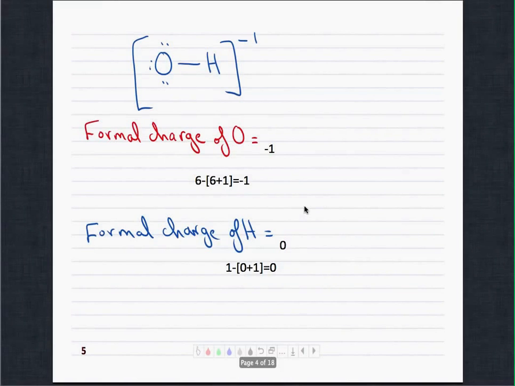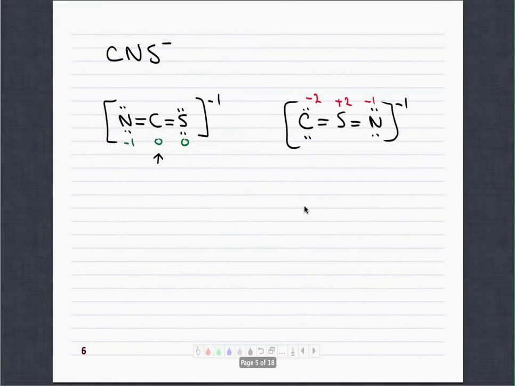Now, why do we need to calculate the formal charges? So this is a polyanion, which is carbon, nitrogen, S minus.